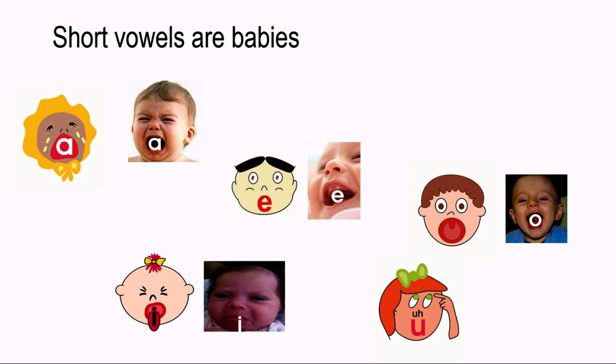And baby U is the thinker. She's the smart baby. So she thinks all the time, and she says things like, uh. So those are the short vowels.